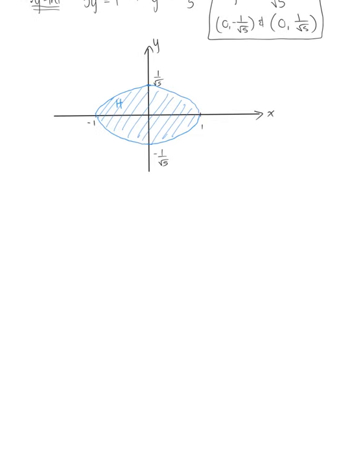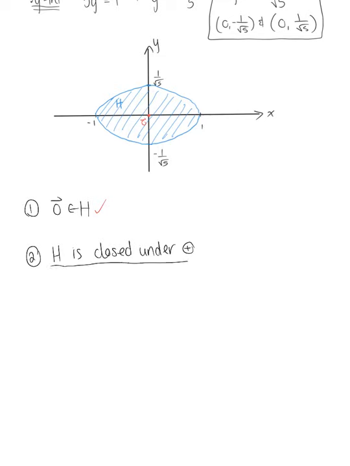So we know that there are 3 conditions for a subspace. The first is that the 0 vector must be in H, and we can see that that certainly holds true. Here's our 0 vector, and that's all set. The second thing we need to show is that H is closed under addition. If H is closed under addition, this means that for all vectors u and v in H, the sum u plus v is also in H.